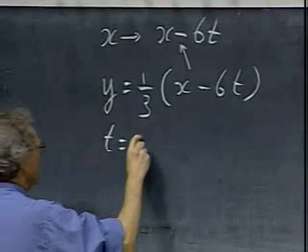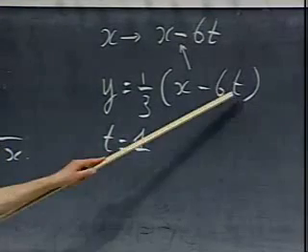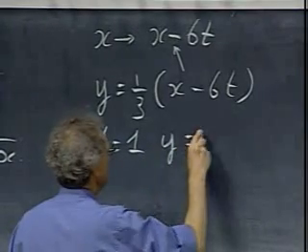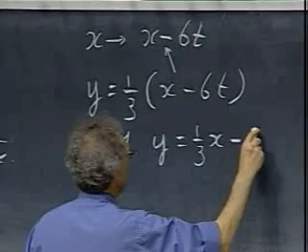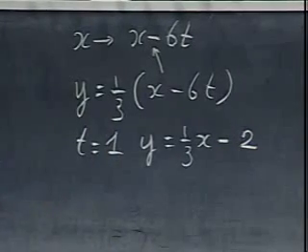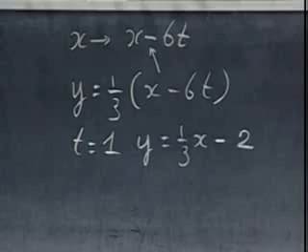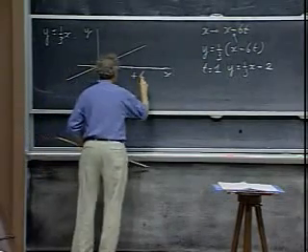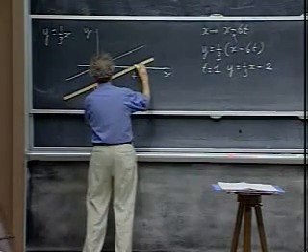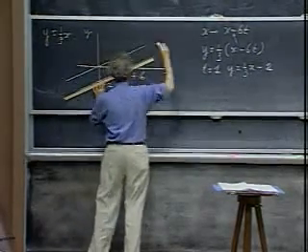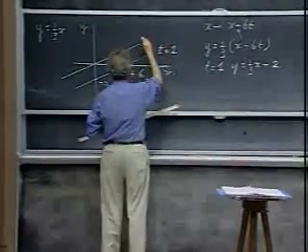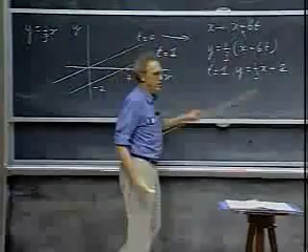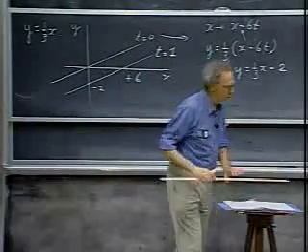And so look at it at t equals 1. At t equals 0, you already have the line. At t equals 1, you now have y equals 1/3 x minus 2. That means here it will intersect at minus 2, and here it will intersect at plus 6, and the line is parallel to the first one. This line is now t equals 1, and this is t equals 0. And it has moved in this direction with a speed of 6 meters per second.